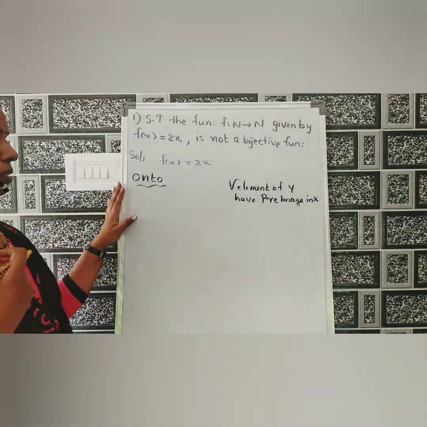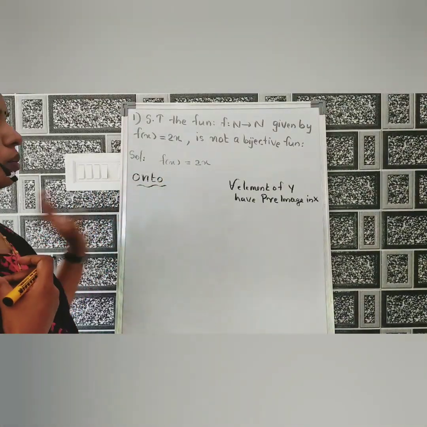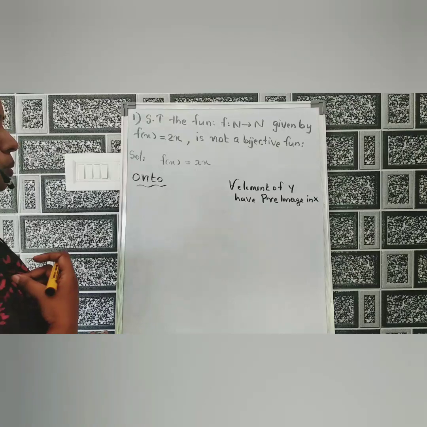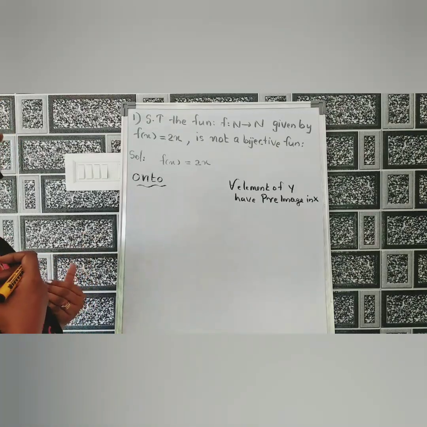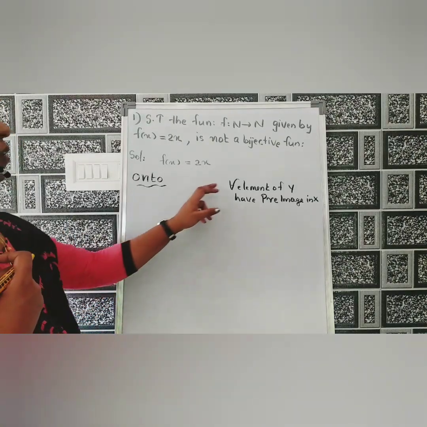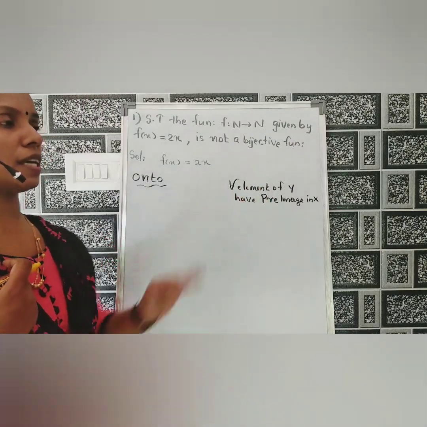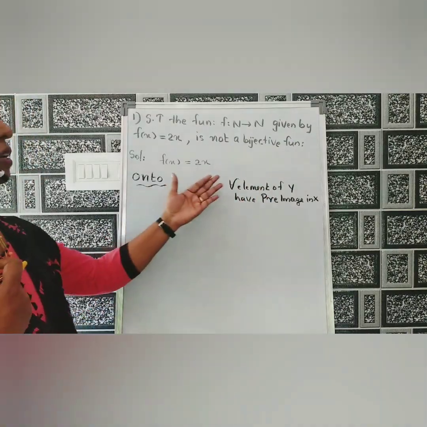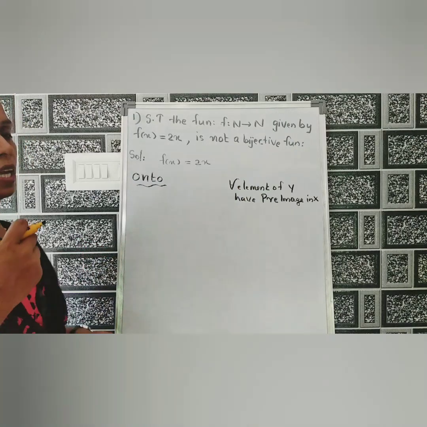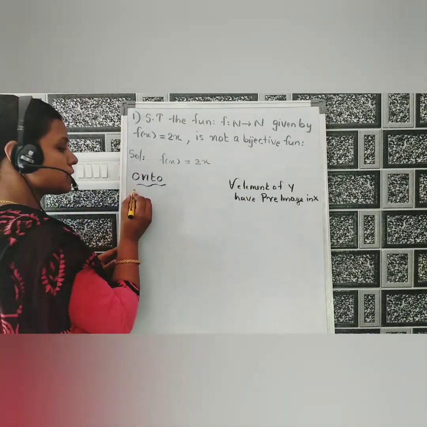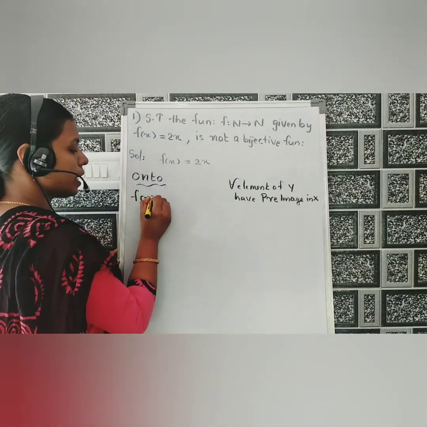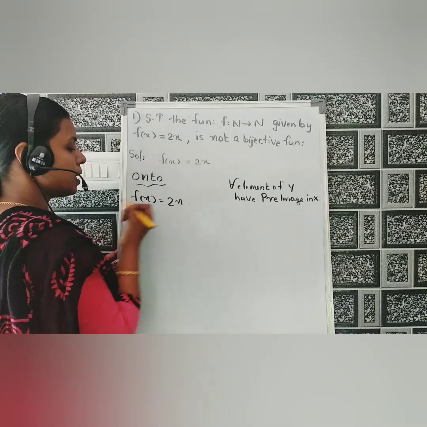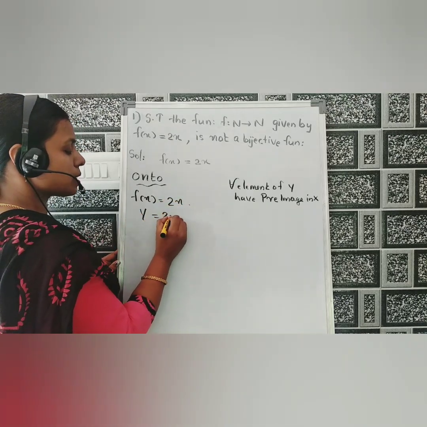Now we want to check whether this function is onto. We know that if a function is onto, then every element of y has a pre-image in x. Here f of x is equal to 2x, that means y is equal to 2x.